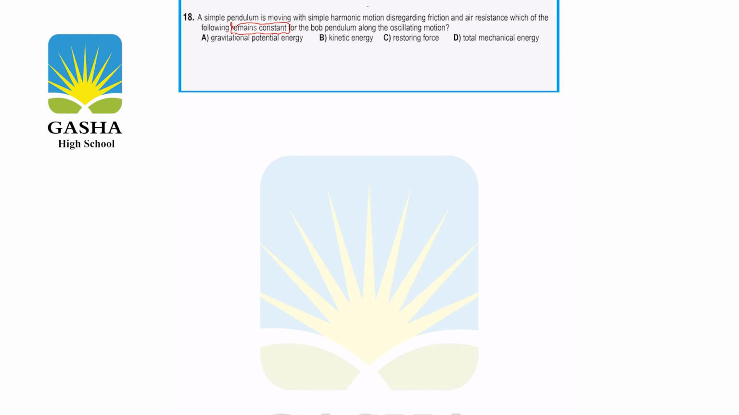So the correct answer is total mechanical energy, because total mechanical energy during one oscillation is constant in the absence of friction and air resistance. So D is the correct answer.